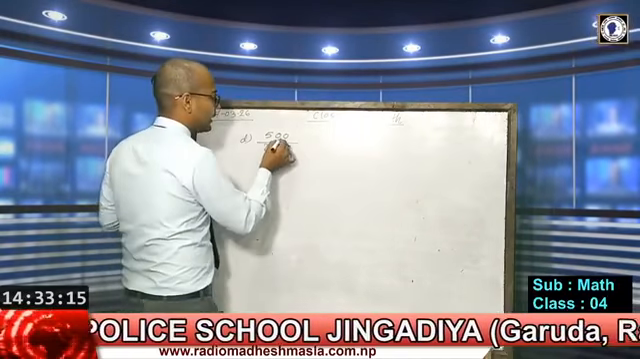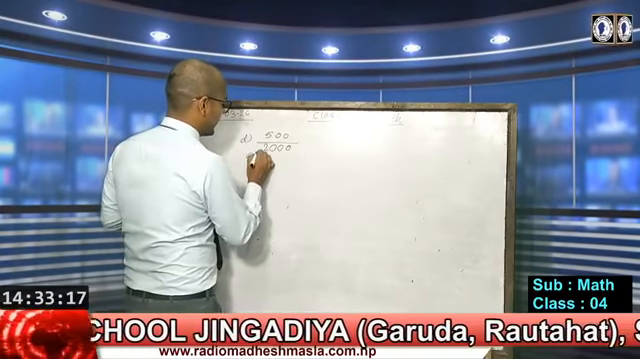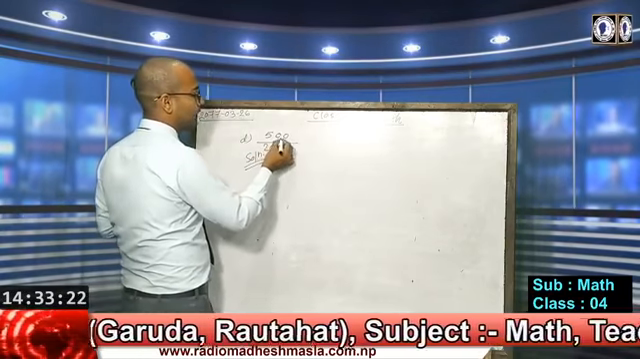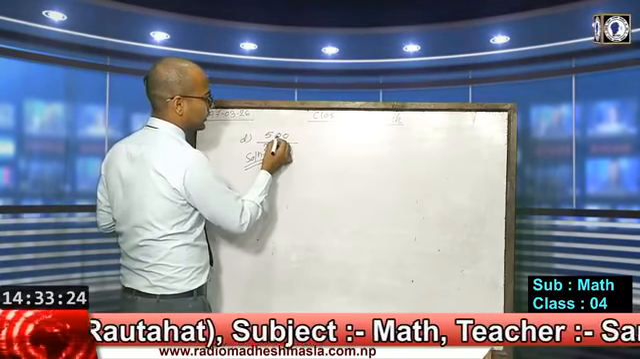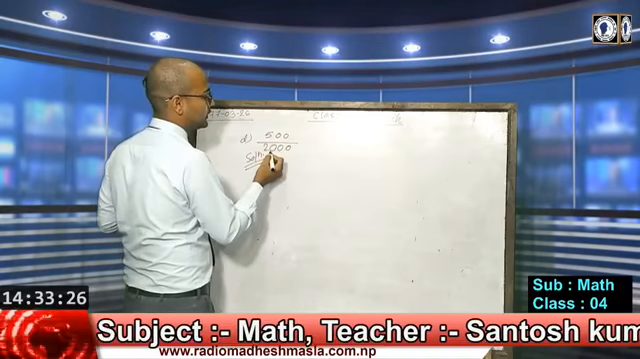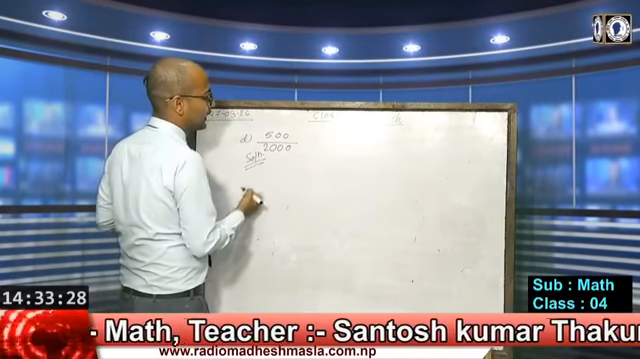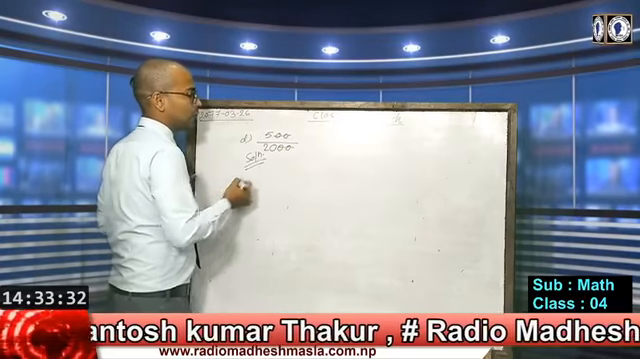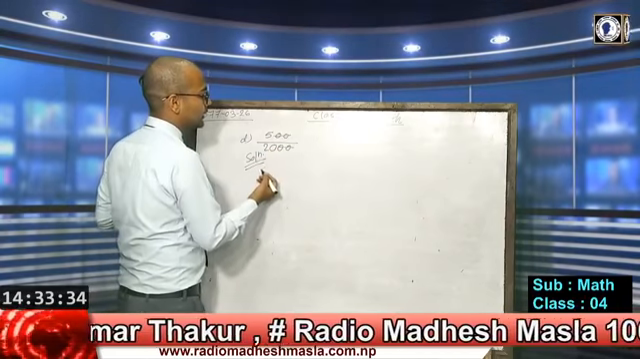Then, first we should count the number of zeros, and cancel an equal number of zeros from the denominator and numerator. In the numerator there are only 2 zeros, and in the denominator there are 3 zeros. So we should cancel the same number of zeros. That means we should cancel 2 zeros from both the numerator and the denominator.